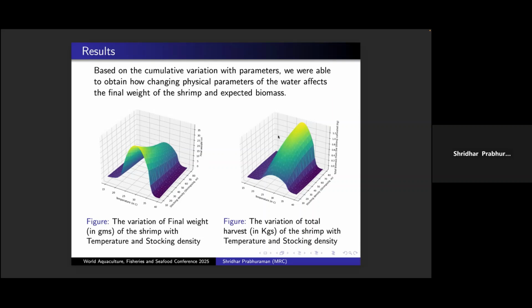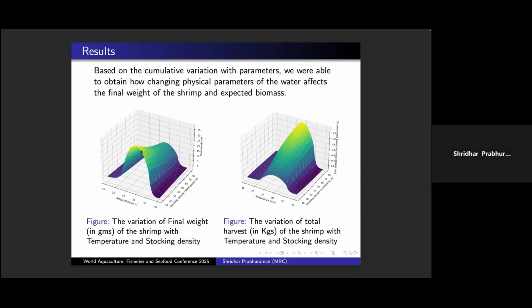I'll show you an interface of the application that we have created for the same. Now, based on the cumulative variation with all the parameters taken into consideration, as you can see in the graph on the left-hand side, you can see the final weight of the shrimp versus the stocking density, the optimum value here is ideally found to be 25 to 30 degrees. And we see that as you increase the stocking density, the final weight that is obtained of the shrimp keeps reducing. So lesser stocking density is obviously good.